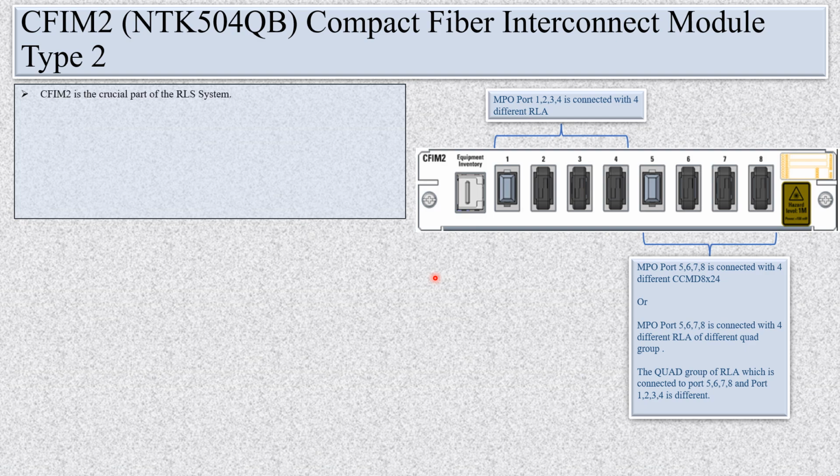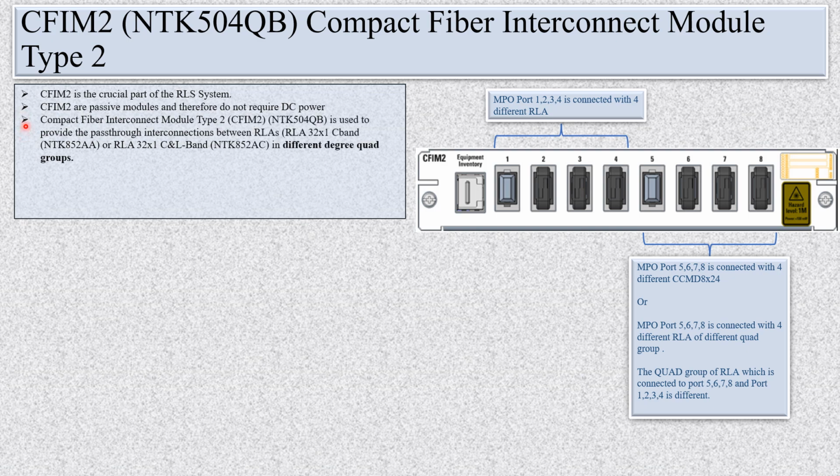So CFIM2 is a crucial part of the RLS system. Basically, CFIM2 is a passive module, and hence it does not require any DC power, any external power source or any electric current. You can see compact fiber interconnect module 2 is used to provide pass-through interconnection between RLS in different degree quad groups. As I have said, if these 4 MPO ports 1, 2, 3, 4 are used to connect 4 RLS, and 5, 6, 7, 8 are also used to connect RLS, these 4 RLA and those 4 RLA must be in different quad groups.